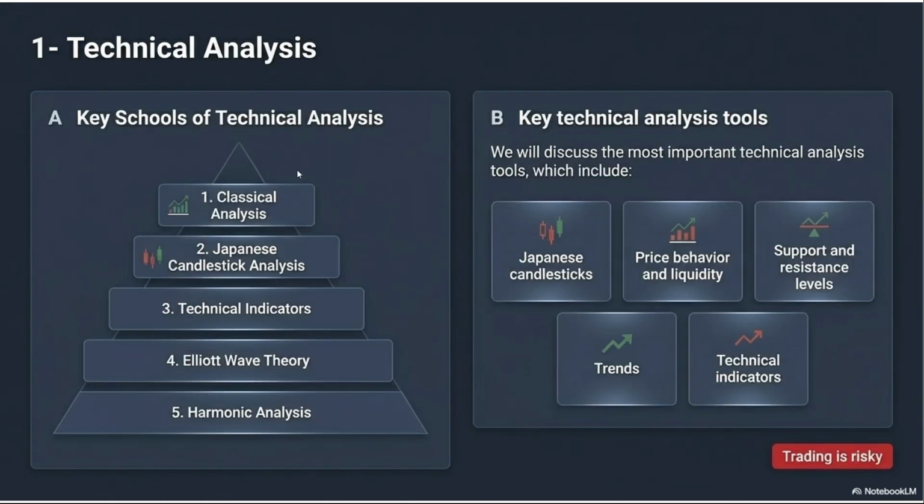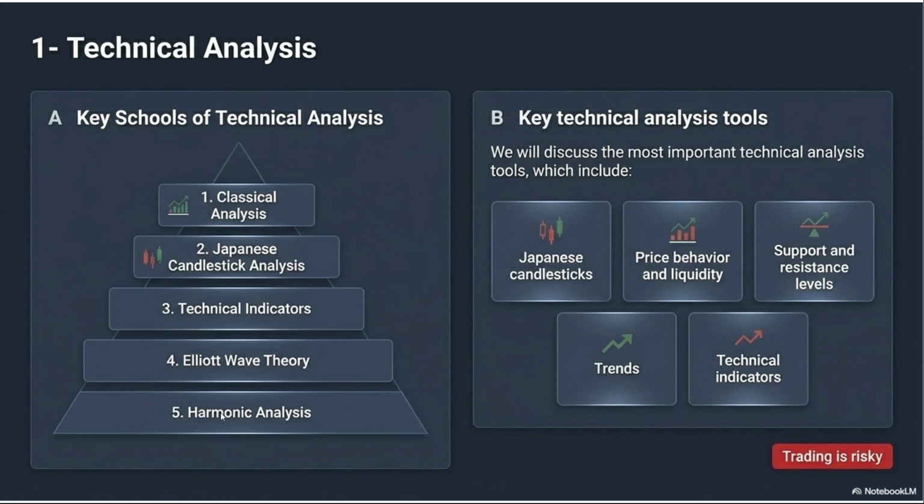Right? So we have technical analysis. As I told you, we will concentrate on technical analysis because it's the best way to trade. You can add fundamental analysis as well, but it's better to use both, mostly technical analysis. There are so many schools in technical analysis. The first one we call classical analysis. The second one, Japanese candlesticks. We have technical indicators. We have Elliott waves. We have harmonic. We have SMC. We have a lot of schools that teach us different ways of analyzing the market.